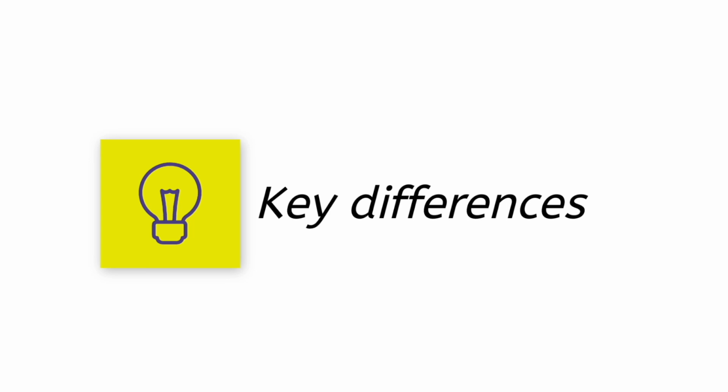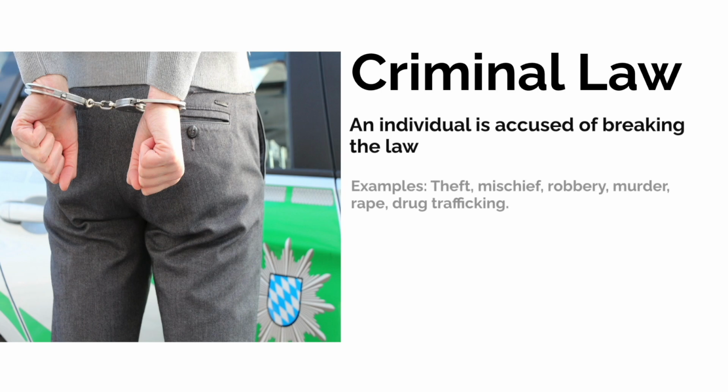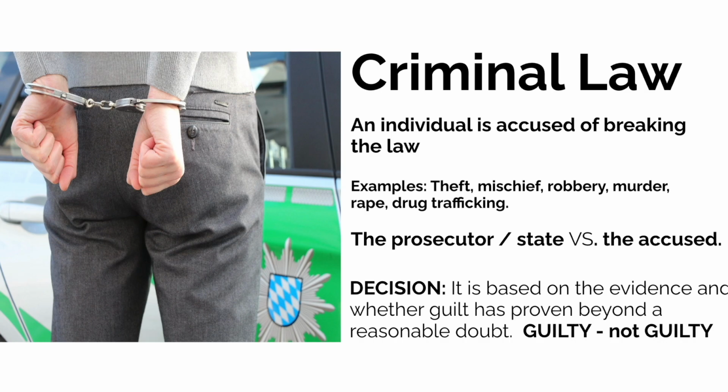Now, let's take a look at the key differences between both systems. So, in the case of criminal law, an individual is accused of breaking the law. Some examples of criminal misconduct are theft, mischief, robbery, murder, rape, drug trafficking, among others. In this system, the parties are commonly the government, the prosecutor, or the state versus the accused.